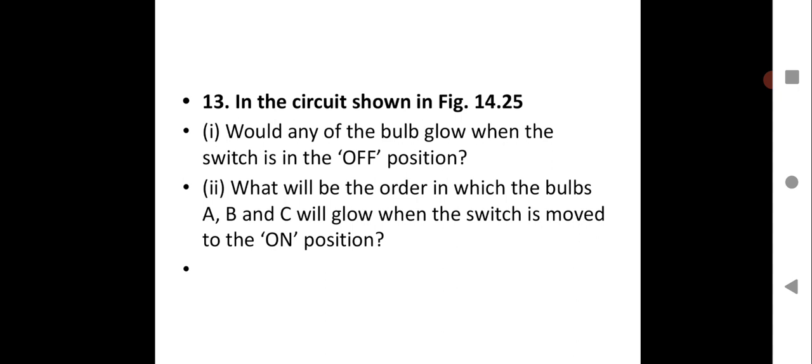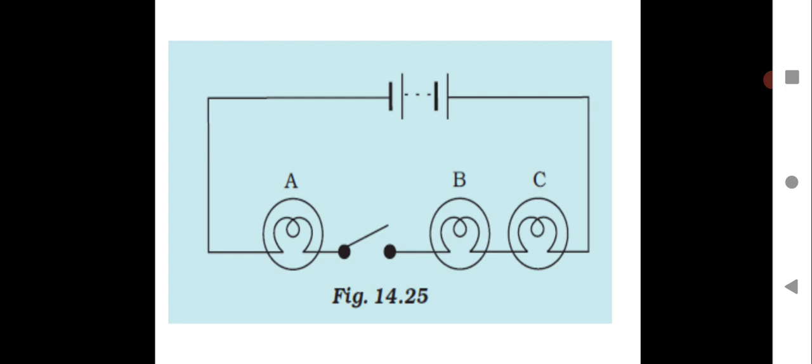In the circuit shown in figure 14.25, would any of the bulbs glow when the switch is in the off position? What will be the order in which the bulbs A, B and C will glow when the switch is moved to the on position? So let us see figure 14.25. Here you have these bulbs A, B, C. So this is your question. So let us see the answer for this.